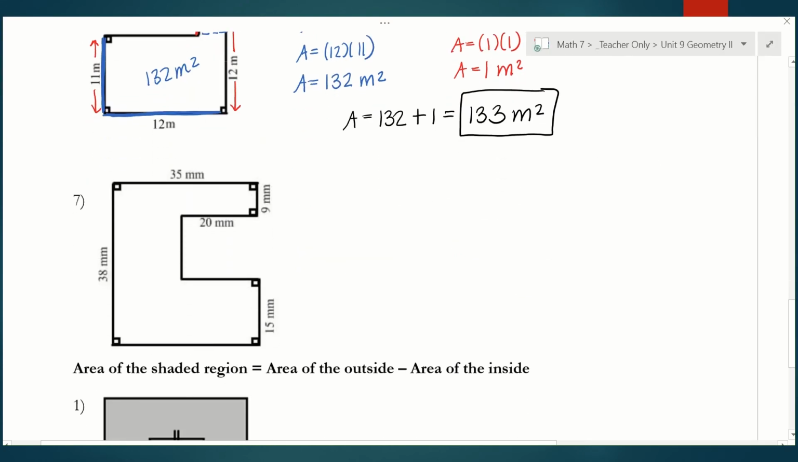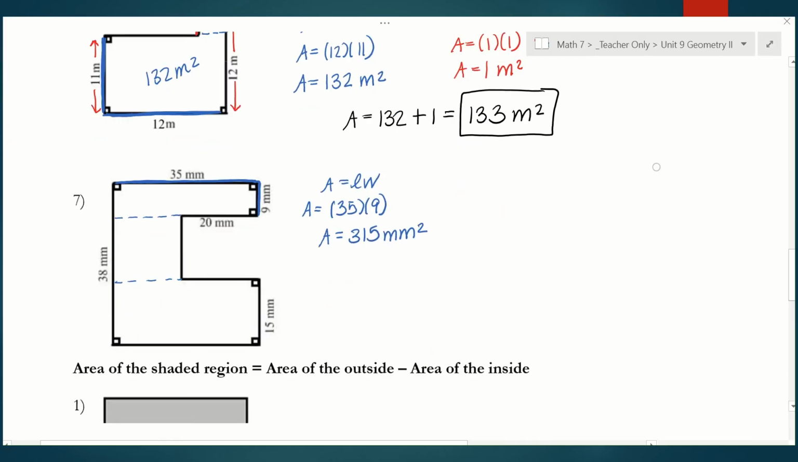Okay, so for this one, hopefully you cut this into 3 different parts. I'm going to start with that top rectangle. I'm going to say this is my length, 35, and my width is 9. So 35 times 9 gave me 315 millimeters squared.